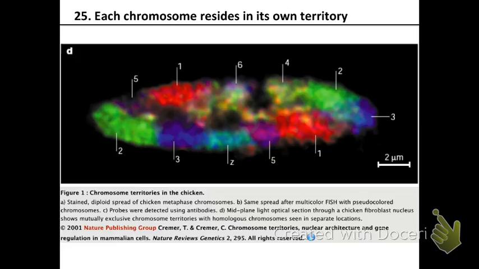Chicken fibroblast nucleus. Fibroblasts are kind of squished because they're muscles, right? They're long and elongated, so that nucleus doesn't look nice and round. So they're squished here, but what you can see is that each chromosome that is stained is kind of occupying its own territory with some mixing going on as well.